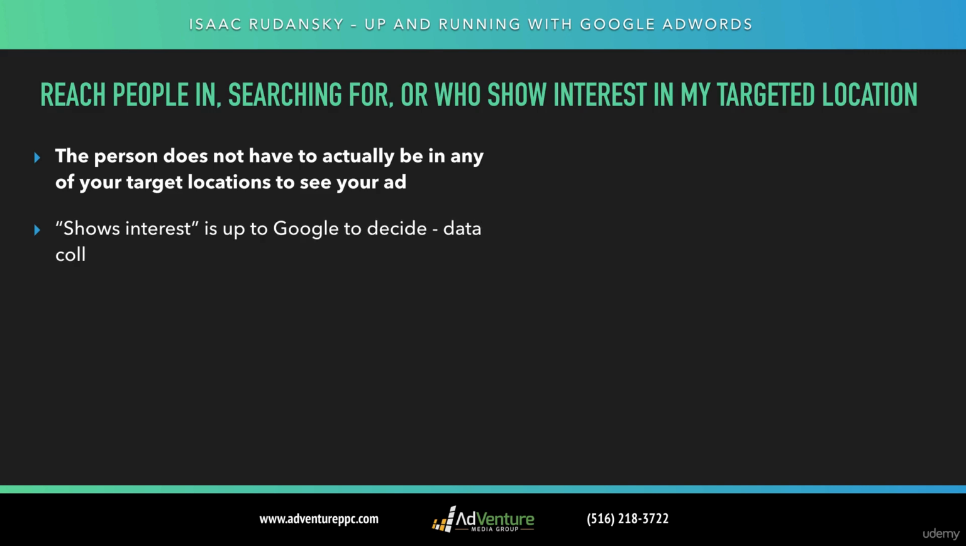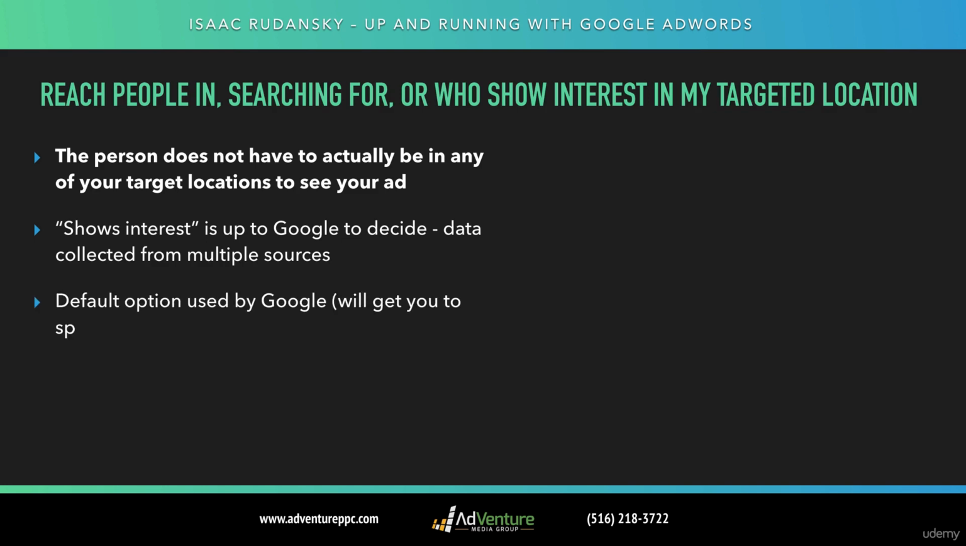So shows interest is up to Google to decide. This is data collected from multiple sources. The primary source is that their query contains your location. So if somebody's in Paris and searches for something related to New York, related to one of your keywords, then your ad would be eligible to show. But there are no clear guidelines for what shows interest really means. It could be that the person traveled to that location recently, it could be that it's in their query, or it could be from other data sources.